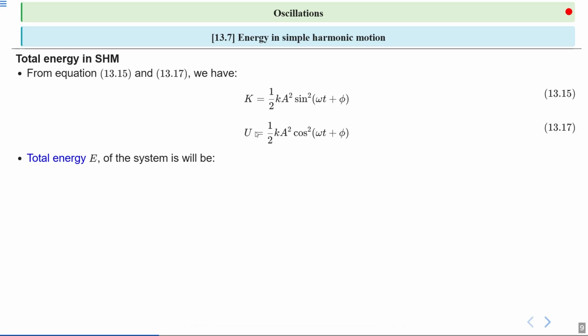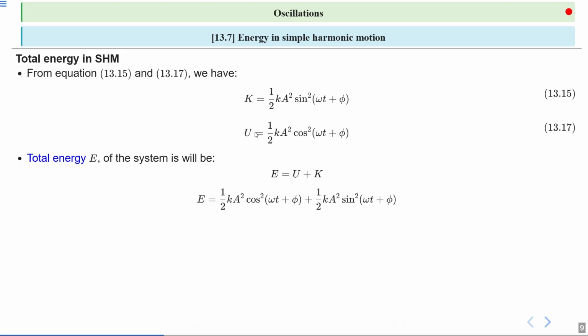So the total energy E of the system will be E is equal to capital U plus capital K. This means at any point in the motion, if you add up the kinetic and potential energy, you get the total energy of the system. This is a direct application of the law of conservation of energy.